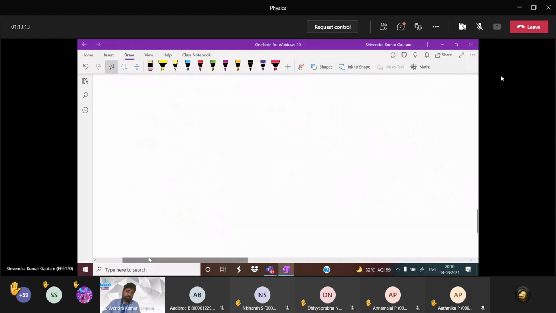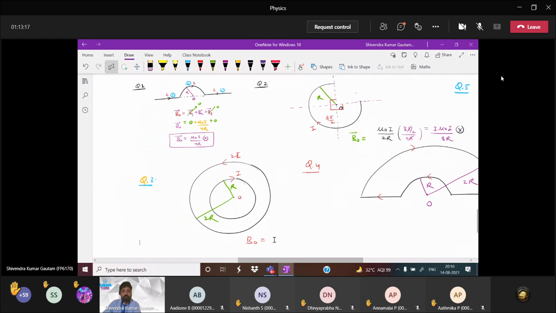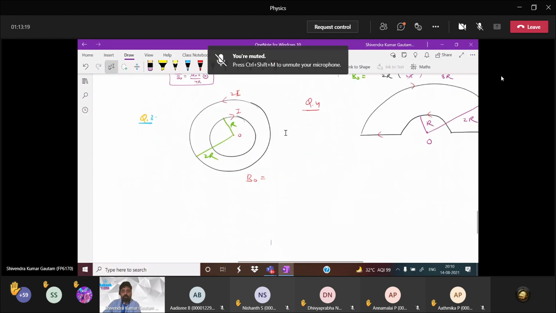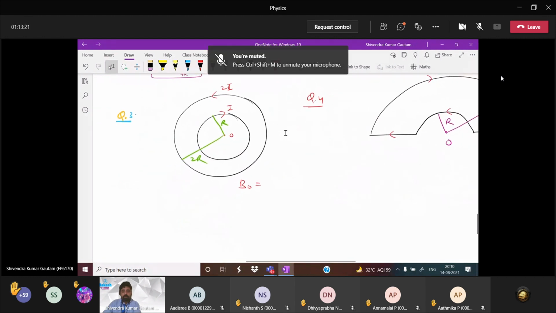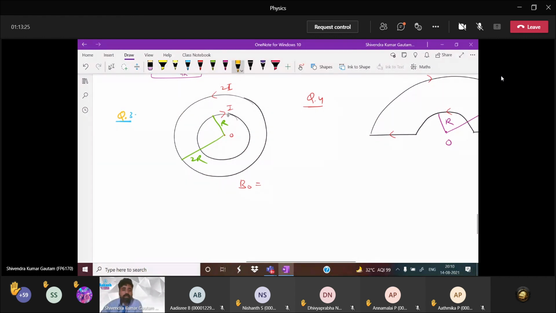Third question, see everyone now. Due to the inner loop and outer loop, first you see only the direction. Due to the inner one, tell me the direction. Curl your fingers in the direction of current. Inner one, inward or outward? Inward. Due to the outer one, tell me. Outward. Due to this, it is a dot.